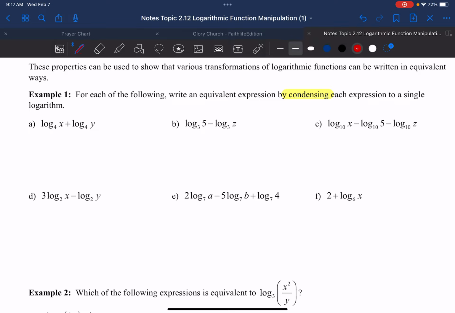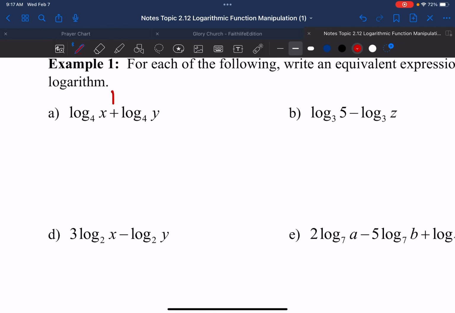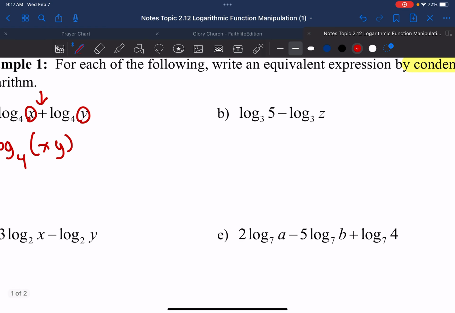So to condense these, what you're going to do is look at what do I have. Okay, I've got addition, so that means I'm going to change it to multiplication. And I'm always going to try to condense it to a single logarithm. So the base stays the same, and then I'm going to multiply my arguments. So x times y. Pretty simple there. On B, it's subtraction. And if I look at my chart above, subtraction goes to division. So I can write it as log base 3 of 5 over z.